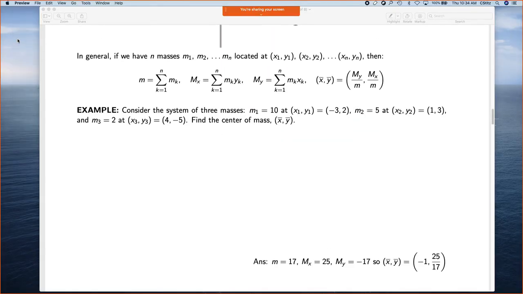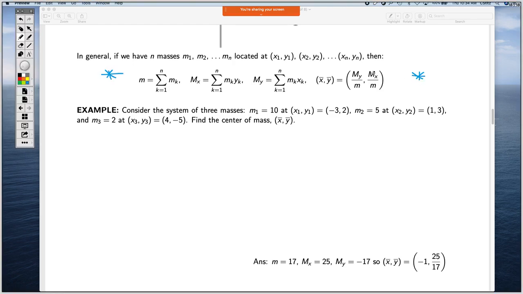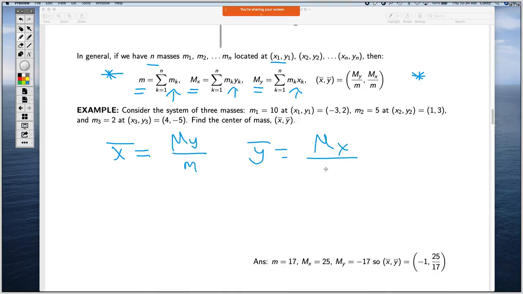So in general, if you have n masses at these n different points, you find the total mass m by adding up all the little masses. You find the total moment about the x-axis by adding up all the individual moments about the x-axis, and the total moment about the y-axis. Now for the center of mass, the x-bar is equal to the moment about the y-axis over the mass, and the y-bar is the moment about the x-axis over the mass.